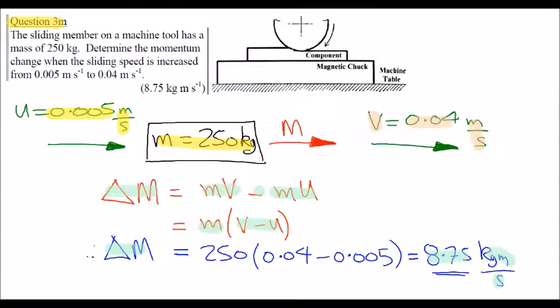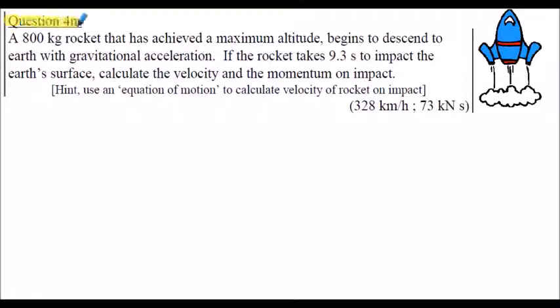Question 4M is slightly more complicated. An 80 kilogram rocket has achieved its maximum altitude and it begins to descend to Earth with gravitational acceleration. If the rocket takes 9.3 seconds to impact the Earth's surface, we've got to calculate the velocity and the momentum on impact. There is a hint in the question to use an equation of motion to calculate the velocity of the rocket on impact.